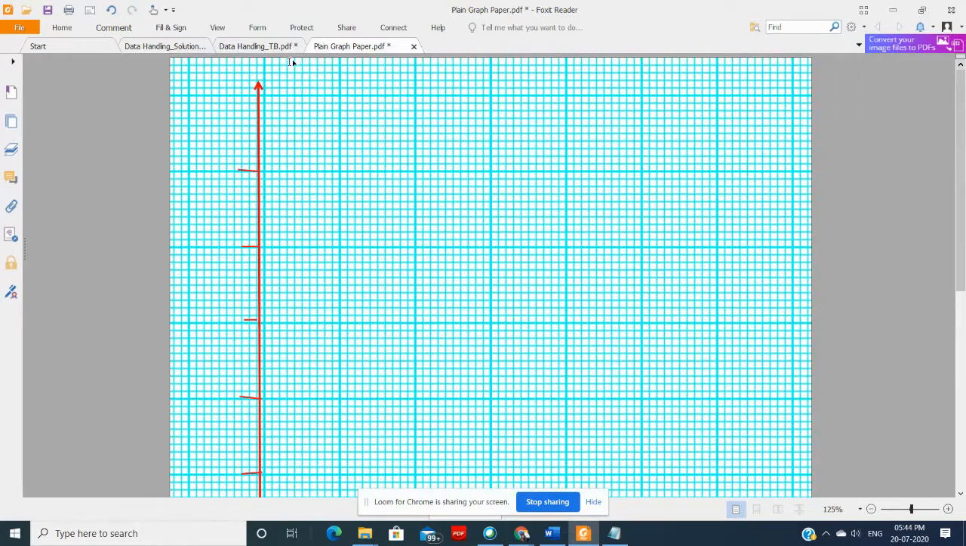So here your heading will be: graph showing number of children in 6 different classes, right? And then you will write scale.